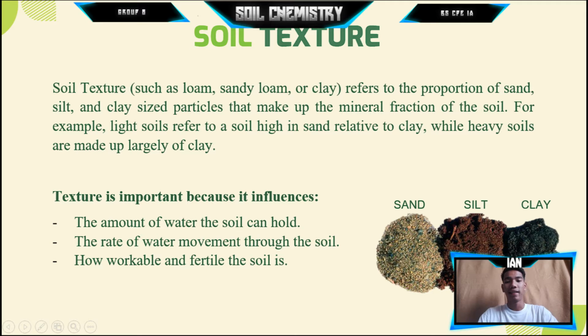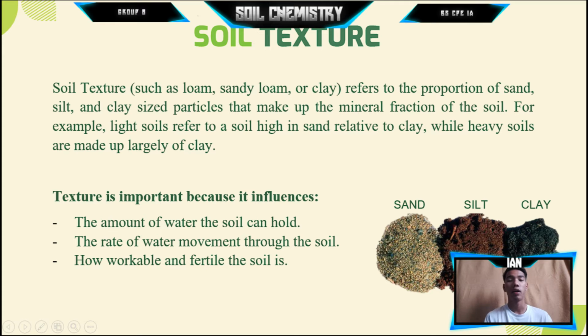First of all, what is soil texture? Soil texture refers to the proportion of sand, silt, and clay-sized particles that make up the soil. So, why is texture important to the soil? Because it influences the following. The first one is the amount of water that soil can hold, the second one is the rate of water movement through the soil, and the third one is how workable and how fertile the soil is.